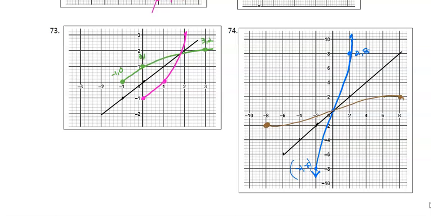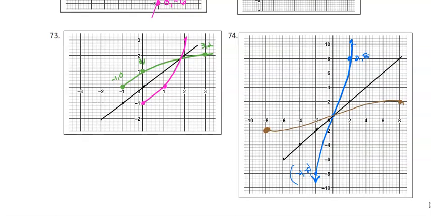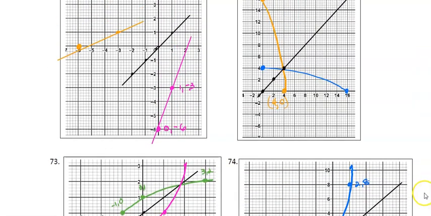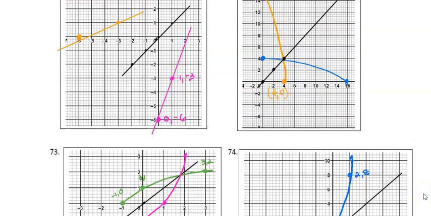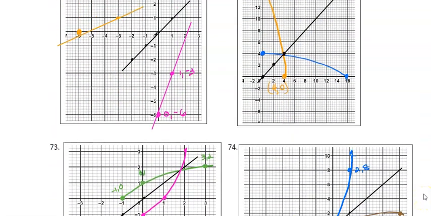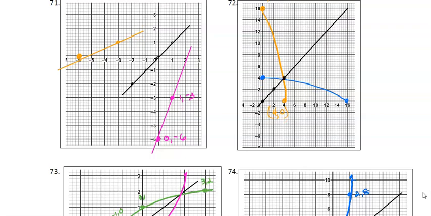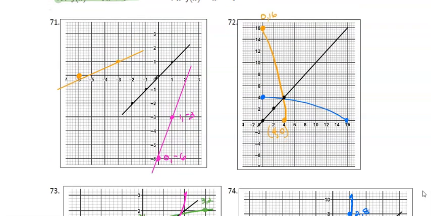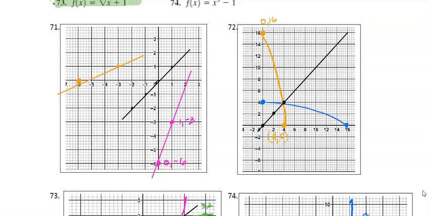Okay, hopefully I did that correctly. I'm just looking at this. Maybe I didn't shift it down. So anyway, the first 3 are good. 74 may have an issue, but concentrate on these first 3. Understand these so that you understand the process of graphically finding your inverses.